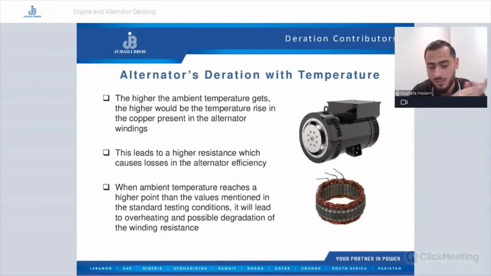Now, how does temperature affect the alternator? The higher the ambient temperature gets, the higher the temperature rise in the copper present in the alternator windings. This would lead to a higher resistance, which will cause losses in the alternator efficiency. We always need to take care, because when ambient temperature reaches a higher point than the values mentioned in the testing conditions, this could lead to overheating and possible degradation of the winding resistance. The photo on the bottom right is how the windings look. So this is how it affects our alternators.